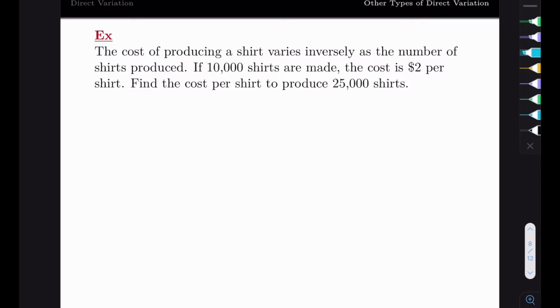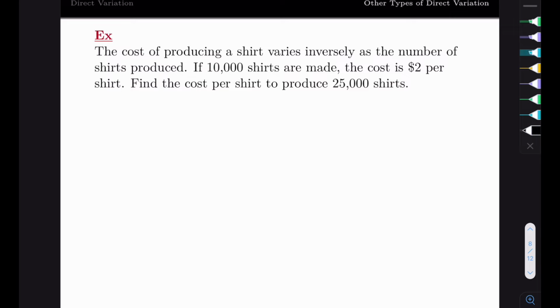That's exactly what we're going to do in this problem. We're told the cost of producing a shirt varies inversely as the number of shirts produced. And then we're told if 10,000 shirts are produced, the cost is $2 a shirt. What we want to figure out from there is the cost per shirt when we're going to make 25,000 of them.